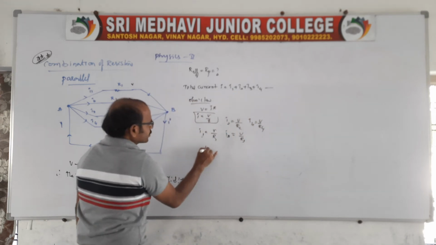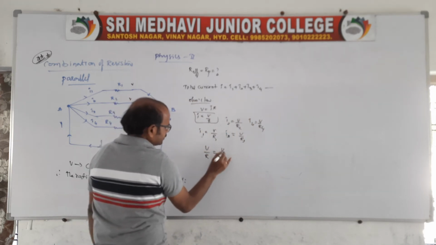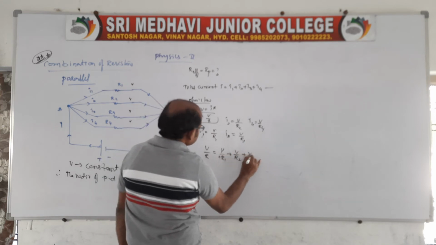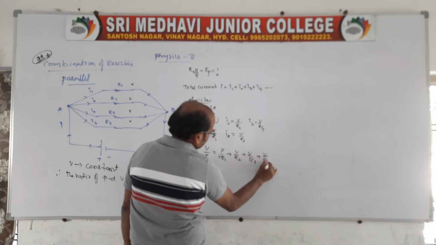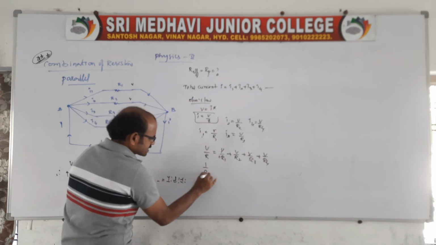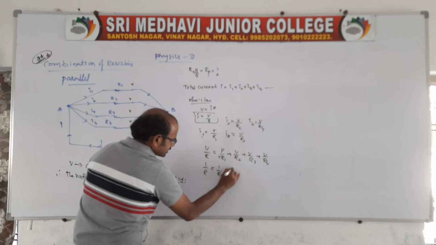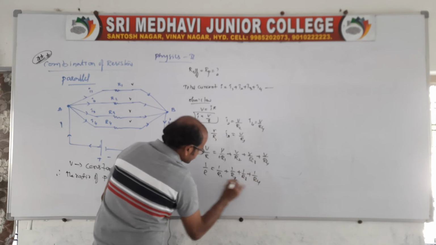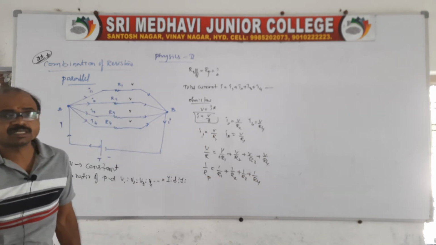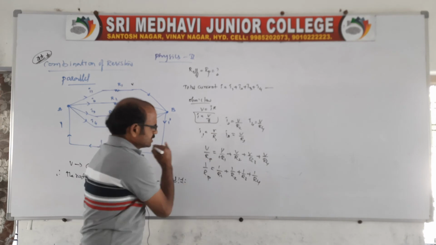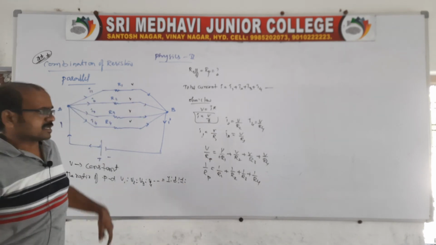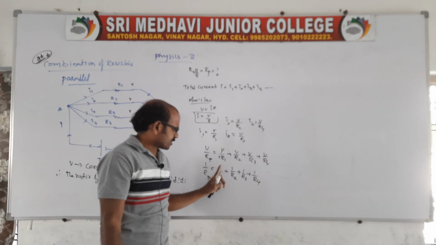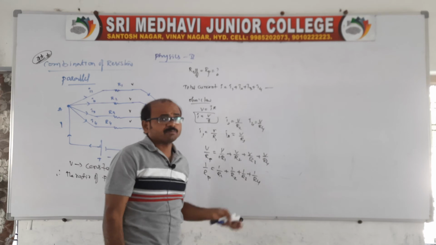So here you write V by Rp is equal to V by R1 plus V by R2 plus V by R3 plus V by R4. Take a common V and cancel it, and whatever is left over you write here like this, equal to 1 by Rp. This is the parallel combination effective resistance Rp. So when resistors are connected in parallel, the effective resistance is given by 1 by Rp equals 1 by R1 plus 1 by R2 plus 1 by R3 plus 1 by R4 and so on.